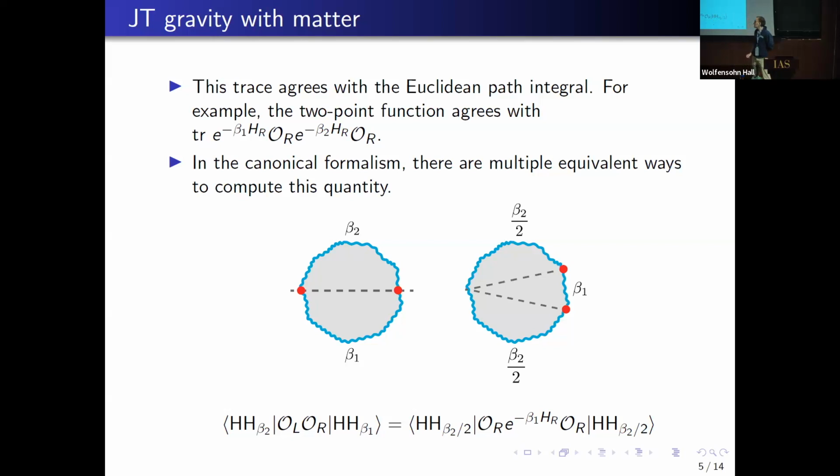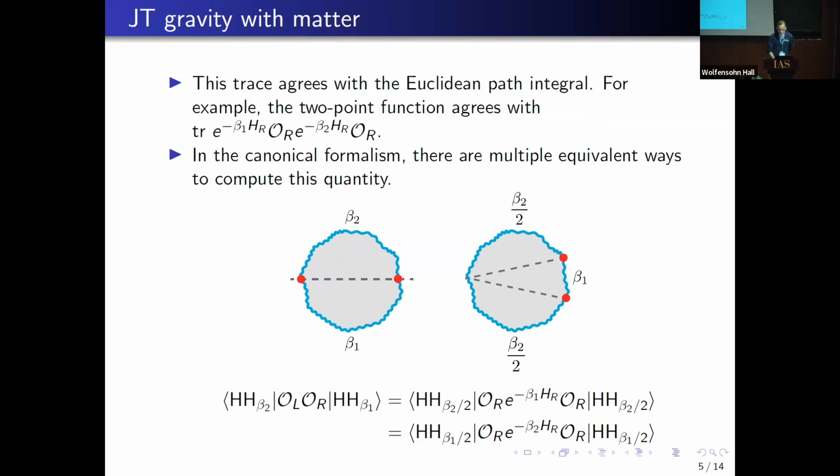But there's another way we can compute this. We can also start with the Hartle-Hawking state again. And then we can instead act on the right with O_R, then do Euclidean time evolution on the right, and then act with O_R again, and then take the overlap. And of course, it's manifest that both of these quantities will agree with the Euclidean path integral. Now you notice that this expression on the bottom here is not manifestly symmetric in beta 1 and beta 2, but because the trace is cyclic, it has to be. And this is a check that will also be done later in the talk in this de Sitter story.